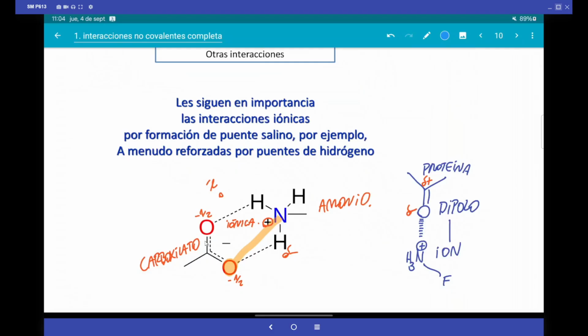What were the two amino acid residues of acid type? The glutamate and the aspartate. Very well, then it could be if it comes from the amino acids glutamate and aspartate. If this comes from the amino acid with the ammonium, what amino acid would it be? And here there is only one alternative, it would be lysine.